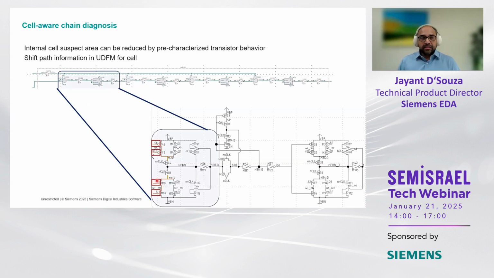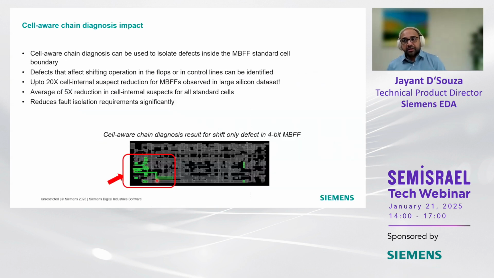The internal cell suspect area is really reduced by using this pre-characterized transistor behavior. The pre-characterized transistor behavior is extracted by cell model gen and stored in the UDFM file that's provided to diagnosis. The shift path information for the UDFM is also stored for each of the cells. An illustration of this is when cell-aware chain diagnosis runs, it can be used to isolate the defects inside the multi-bit flop standard cell boundary itself. The defects that affect the shifting operation of the flops and control lines can also be identified. So even clocks and sets and resets inside the multi-bit flop cell can also be identified.